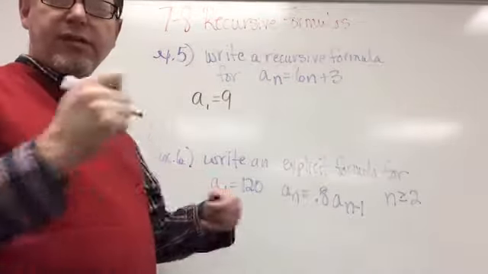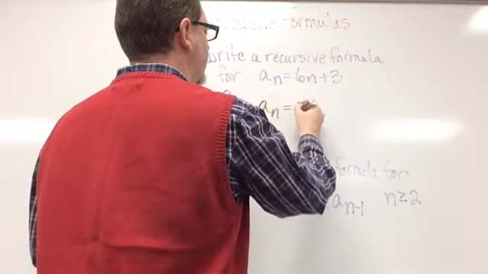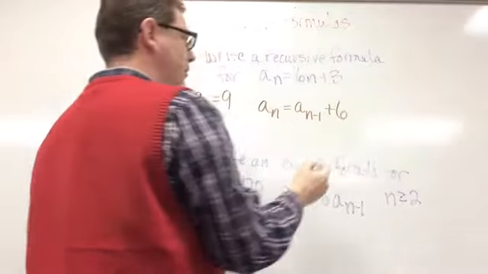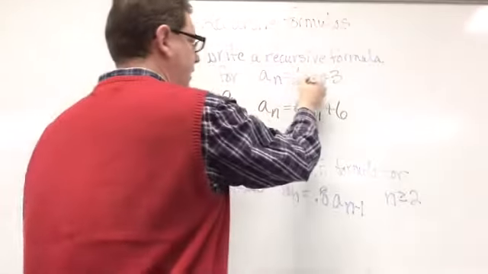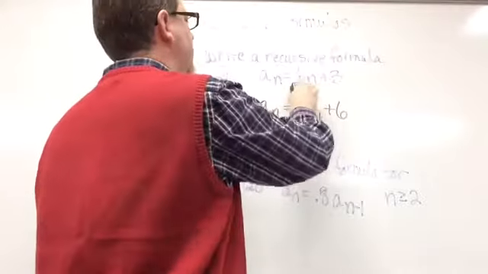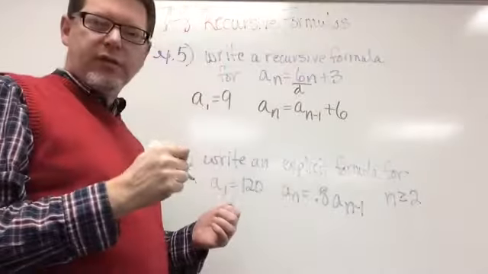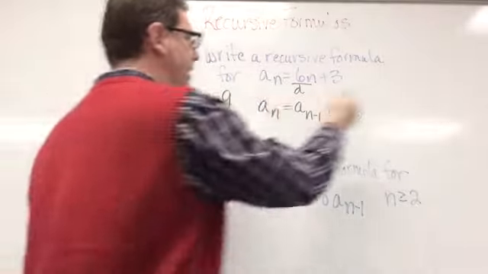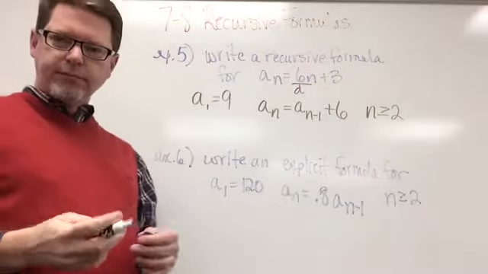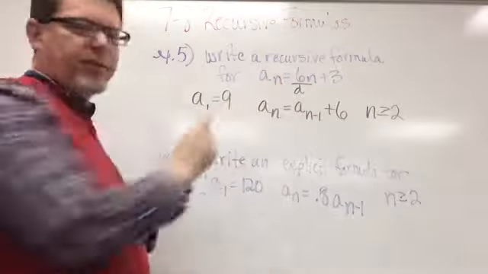So now I'm going to write the rest of the recursive formula. A sub n equals a sub n minus 1 plus 6, because that's my common difference. That is d. That looks like an a, so let's change that and make it a d. That is my common difference, is the coefficient of n. And now n is greater than or equal to 2 because it's always the same in every one. So I pulled out some information from this explicit formula, plugged it back into recursive.